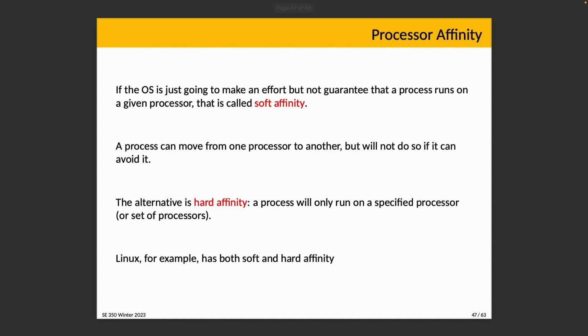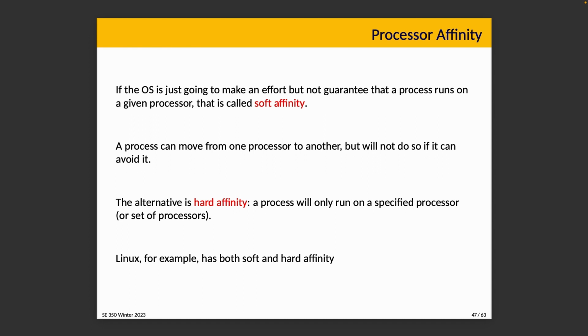Now, if the operating system is going to make an effort but not guarantee that a process runs on a given processor, it's called soft affinity. Right? It can move from one processor to another, but it won't do so if it can avoid it, to reduce the number of cache misses. And some calculation will necessarily take place to figure out when does it make sense.